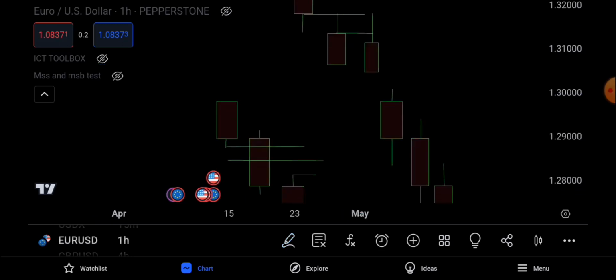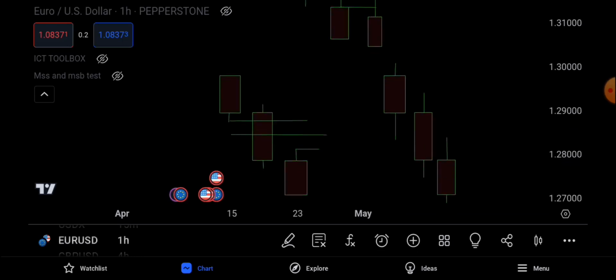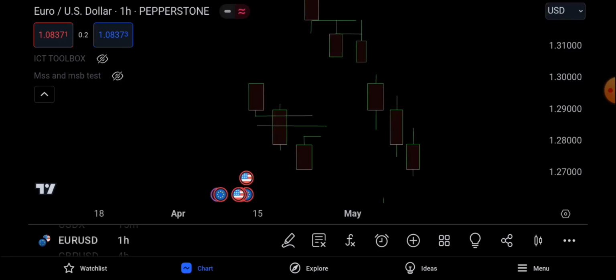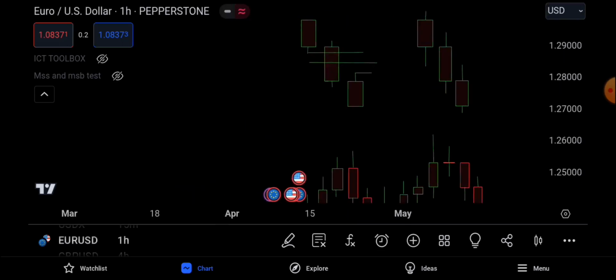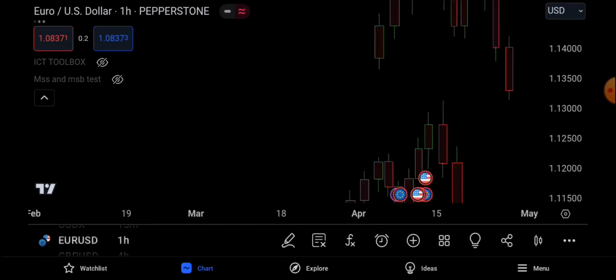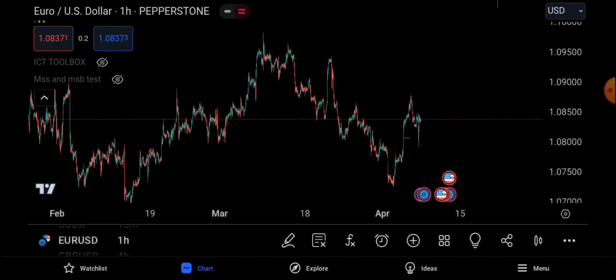Okay, so I think I'm done explaining what a fair value gap is. I have demonstrated what a fair value gap looks like, and I've demonstrated what a volume imbalance looks like. I have also demonstrated what a balanced price range looks like. So I think maybe we could try and find chart examples of that. Have I turned on my candlesticks? Yes, I have.